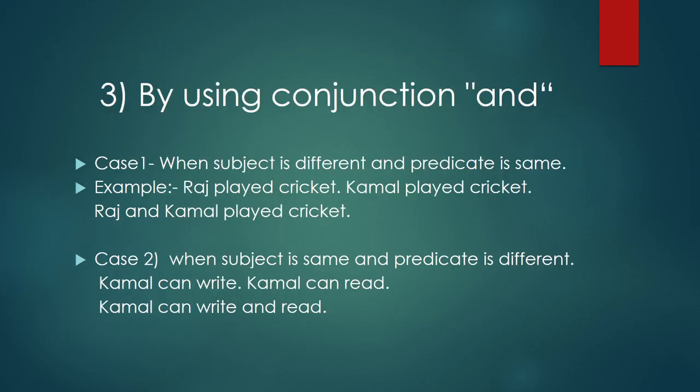By using the conjunction and. So here we have two cases. Case 1, when the subject is different and the predicate is the same. You can see the example. Raj played cricket, Kamal played cricket. Here the subjects are different, but the predicate is the same. So you can join these two sentences together by using and. Raj and Kamal played cricket.